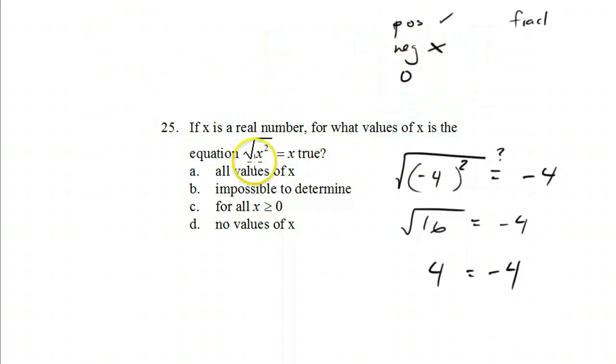What about for 0? If I plug in 0, well, clearly 0 squared is 0, square root of 0 is 0, and that's equal to 0. So it works for zeros. It works for positives, which are numbers greater than or equal to 0 now. It doesn't work for negatives, so it does seem to work for all this, so that's going to be our answer.